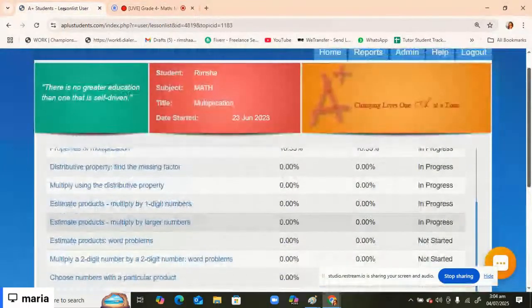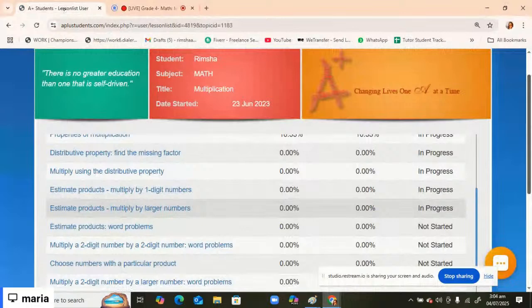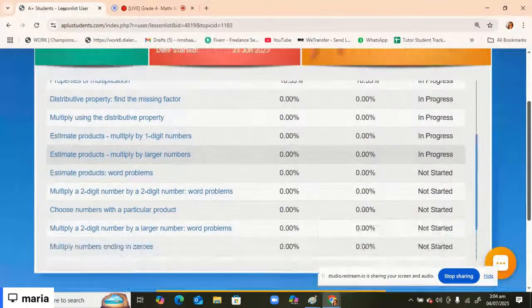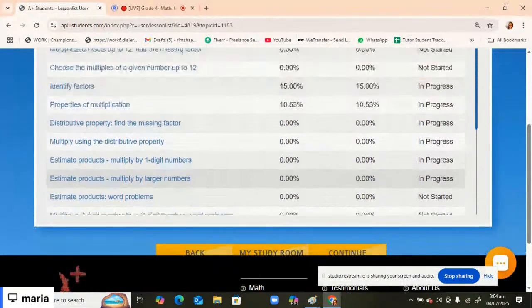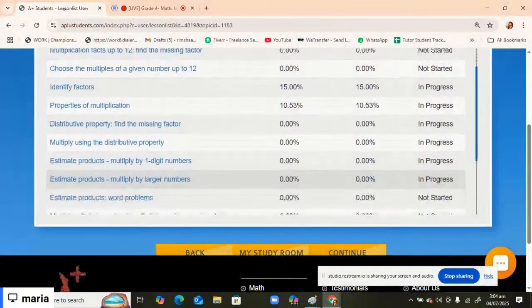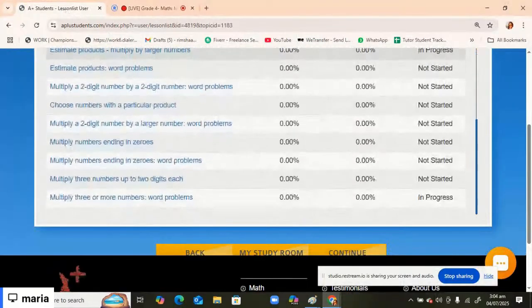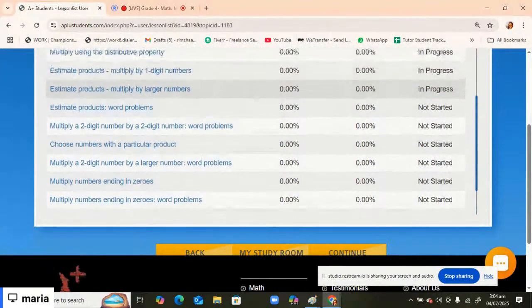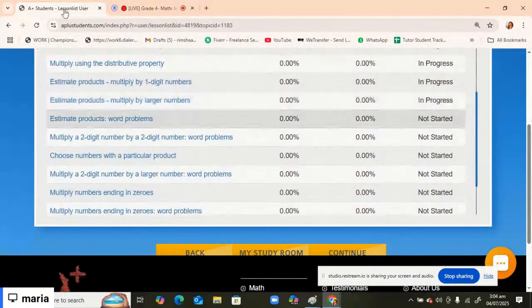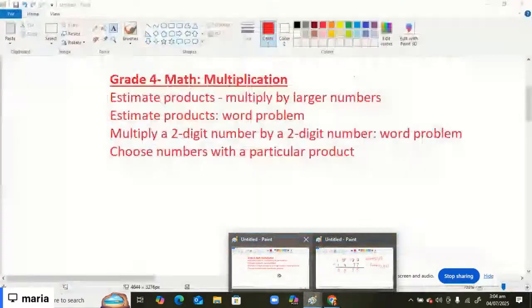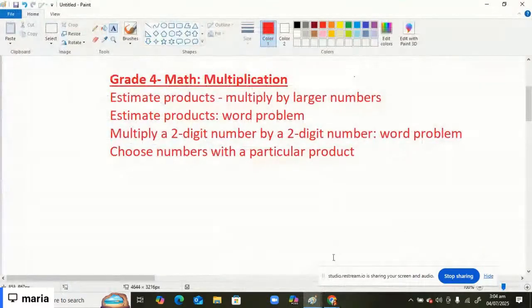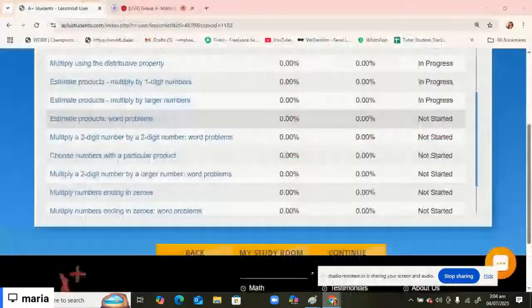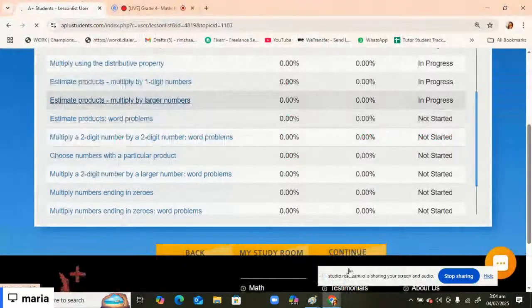And when you click on the chapters, there is a list of the lessons. So the chapter is multiplication, and here is the list of the lessons. We already covered all these, the starting lessons. Now we are on this lesson: estimate products word problems, estimate the products multiply by large number. Okay, this one.